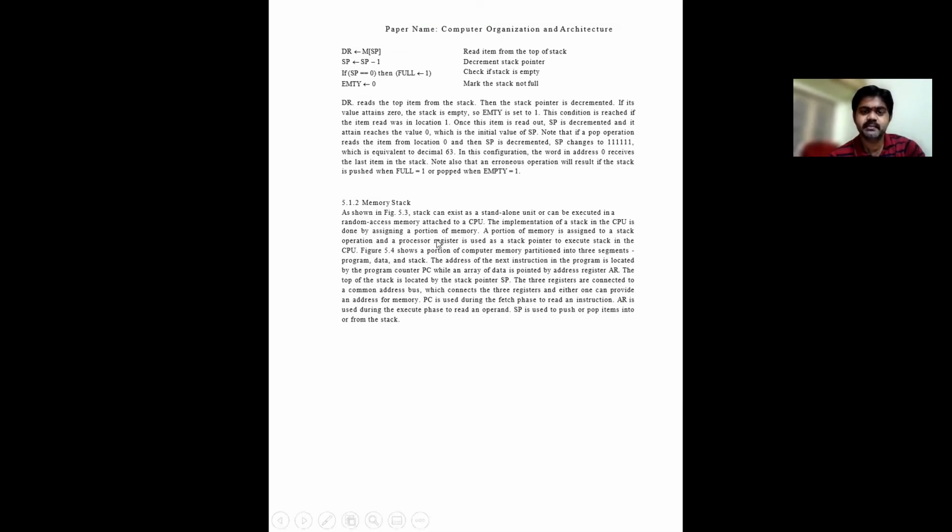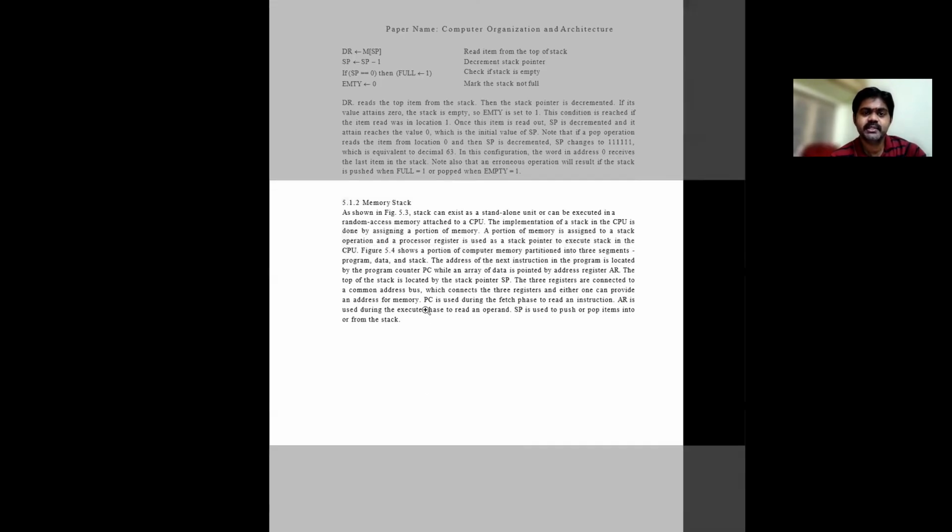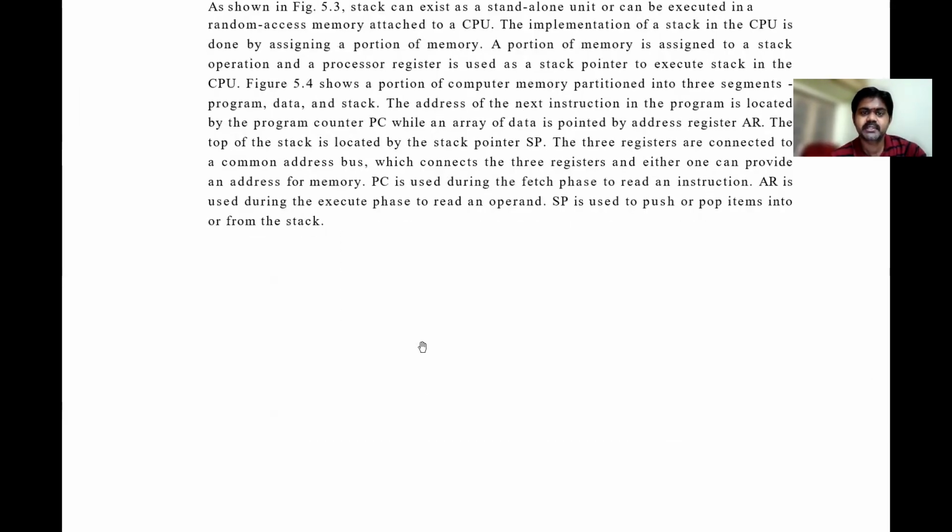So next is the memory stack. Previously we discussed the register stack. A stack can exist in a random access memory attached to a CPU. The implementation of a stack in the CPU is done by assigning a portion of memory to the stack operation, and a processor register is used as a stack pointer to execute the stack in the CPU.